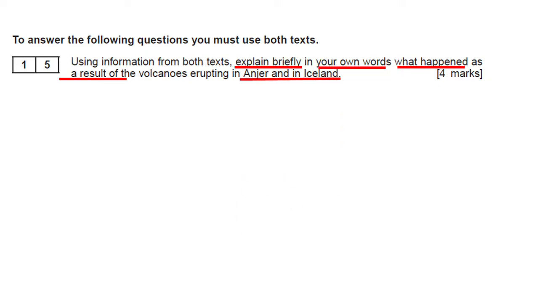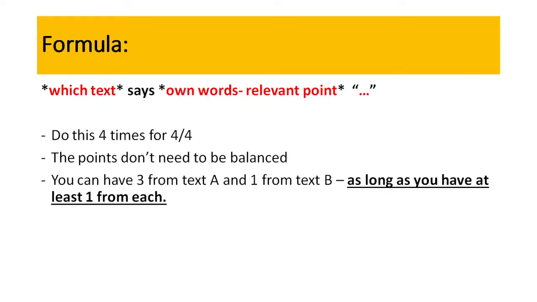Okay, and then we know that we want the specific two places. I just want to stress that this could be used to formulate your answer. You could actually start with in Angier this happened, in Iceland this happened. So that's an alternative in this case to in text A or in text B. Right, so this is your general formula, but as I said, the quotation is optional. So which text says, what does it say happened in your own words, and then a quotation tagged on the end. You literally just write that 4 times for 4 out of 4.